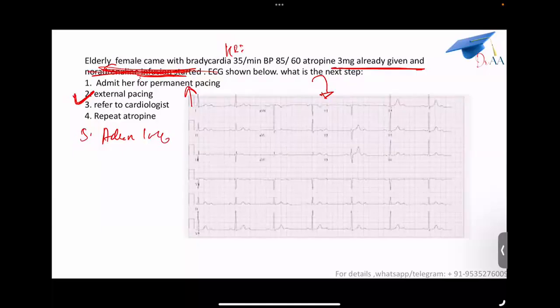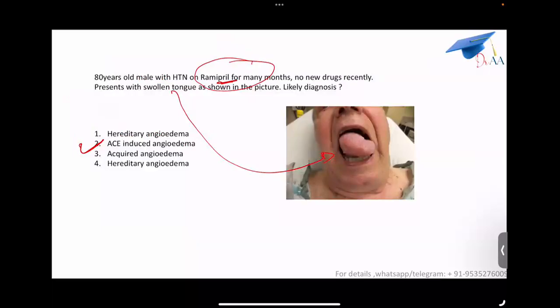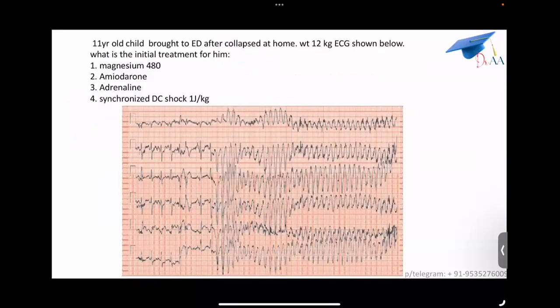Okay, thank you. If there is no reversible cause and they have gone into a complete heart block or Mobitz type 2, they require permanent pacing. So you admit all those patients, usually to bridge to the permanent pacing. They usually do a transvenous pacing, and when the cardiologist or the cath lab is free, they will take the patient up for a permanent pacing.